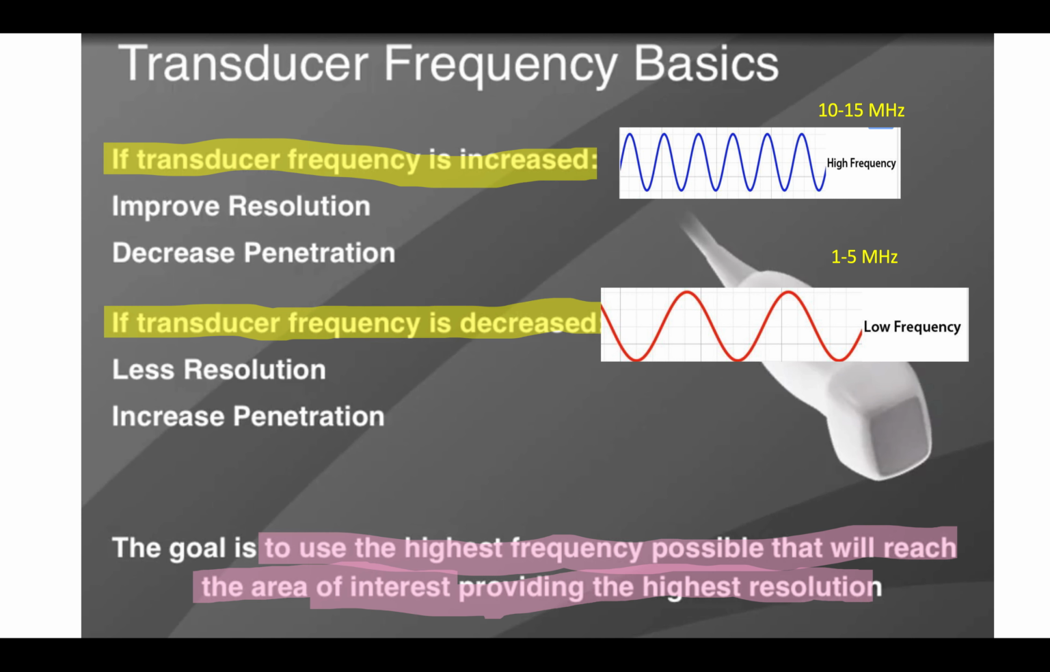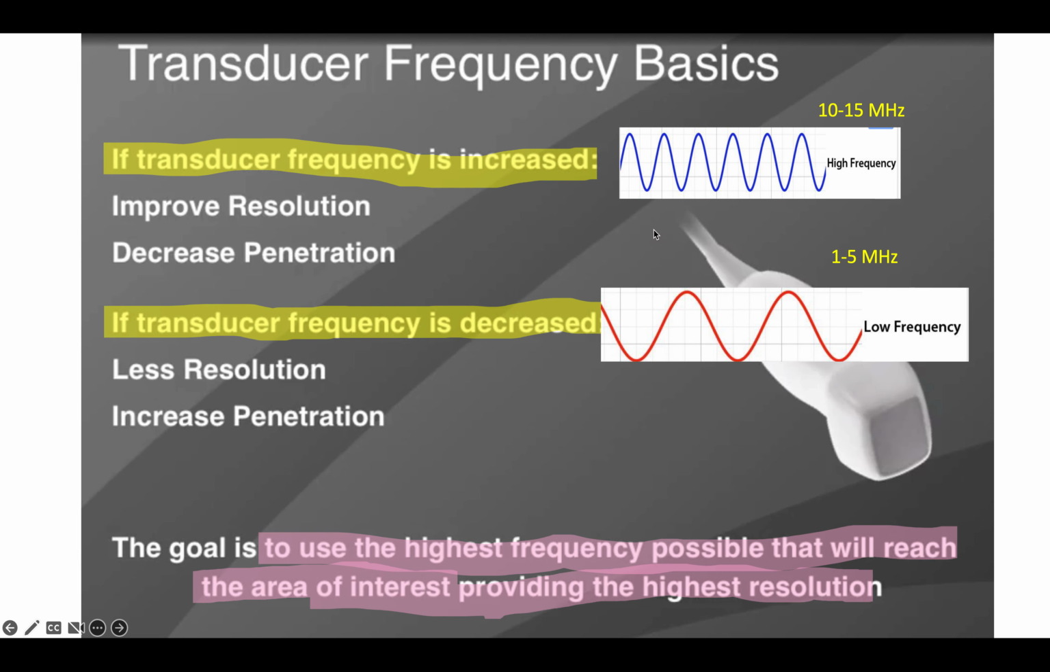So next we're going to discuss different transducers, and we'll talk about different frequencies. Some transducers produce high frequency signal and some produce low frequency signal. High, we talk about something like 10 to 15 megahertz and maybe higher than that. And low, it's 1 to 5 megahertz.